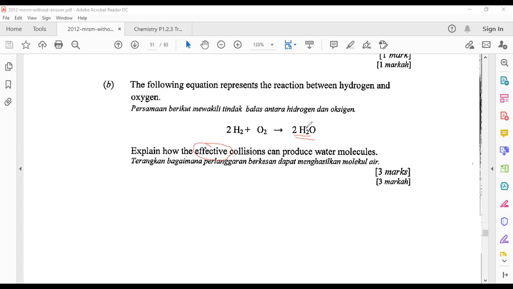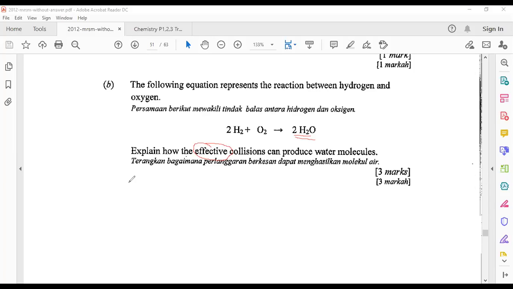Now, how does this occur to give the water molecule? Of course, when we are talking about effective collision, collision will occur. What are the particles which collide with each other? Can I have a response from you? Who can tell me? Hydrogen gas and oxygen gas.